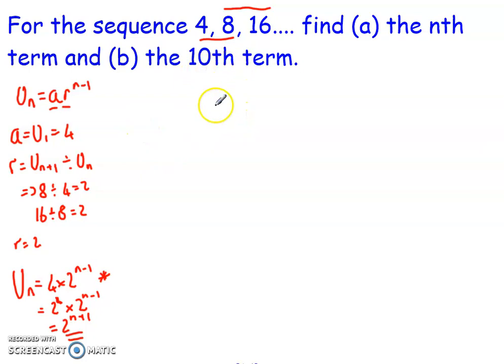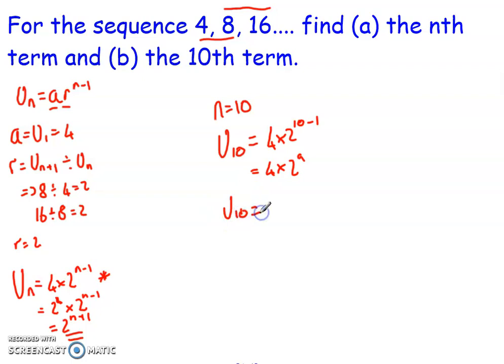For part B, we want the 10th term. So we know in this case that n is equal to 10. So we want u10 equals 4 times 2 to the power of 10 minus 1. So in this case, it's going to be 4 times 2 to the power of 9. And if we do 4 times 2 to the power of 9, what we're able to say then is fine, u10 is equal to 2048.